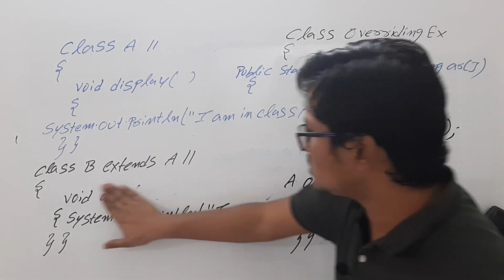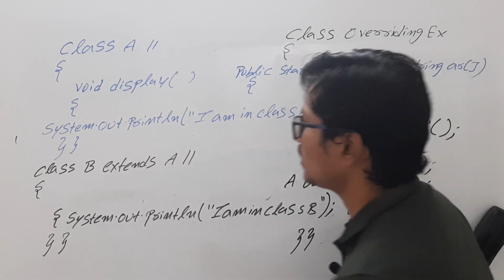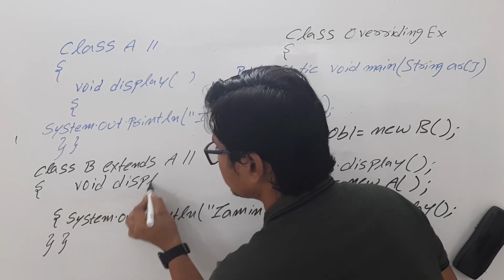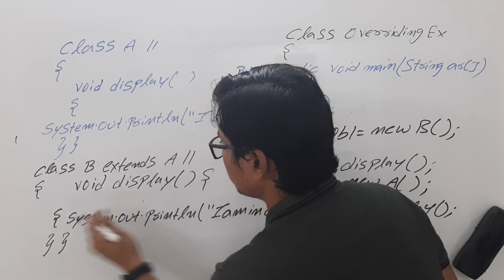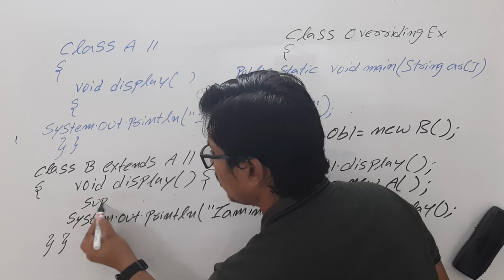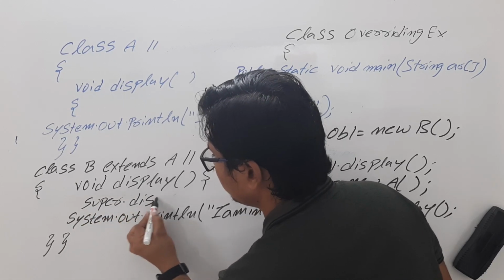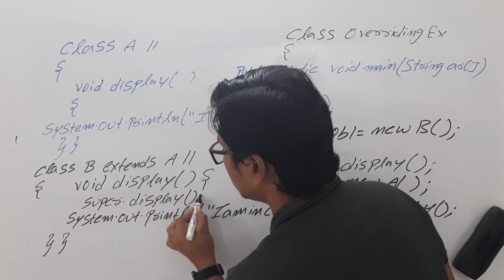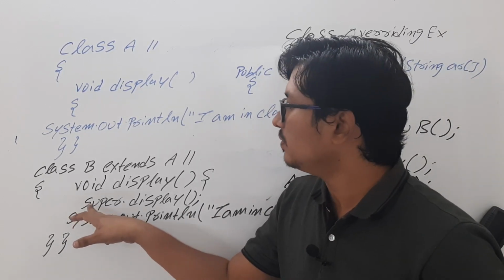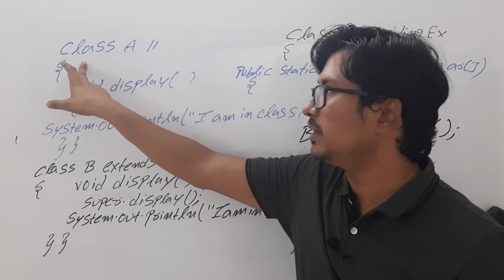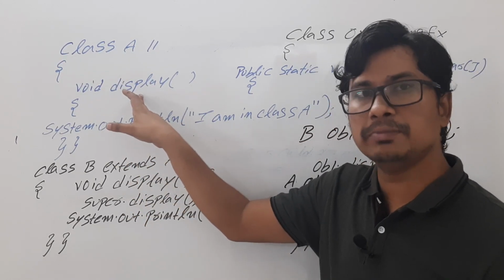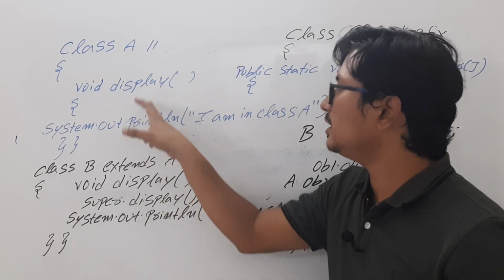Now in this method, let me write void display, and then I'm opening the method, and then if I write super.display, then this is the super keyword. Already I have discussed. If you write the super keyword, then it will go to the immediate parent, which is class A. In this class A, is there any display method? Yes, there is a display method. Then it will be called.